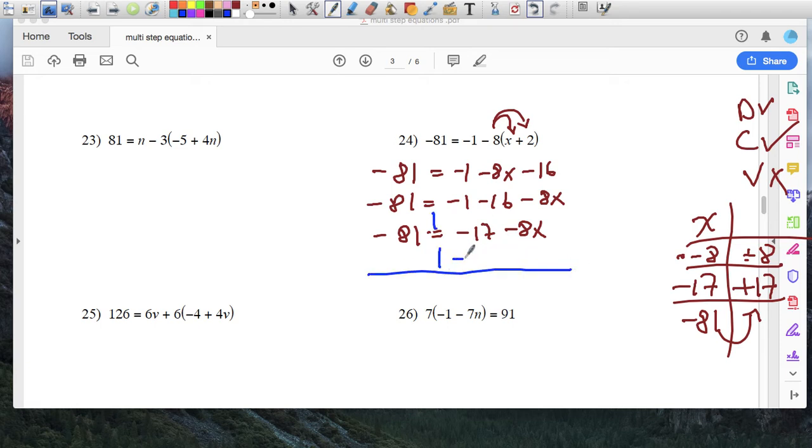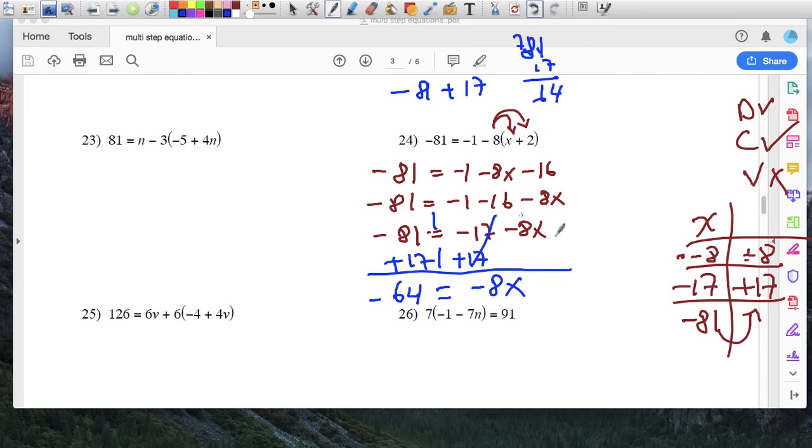First thing I do is plus 17 on both sides. These two cross out and become 0. Negative 8x comes down. Negative 81 plus 17: there are more negatives, so my answer is going to be negative. I have to subtract, finding the difference between these two. 81 minus 17 is 64, so that becomes negative 64.